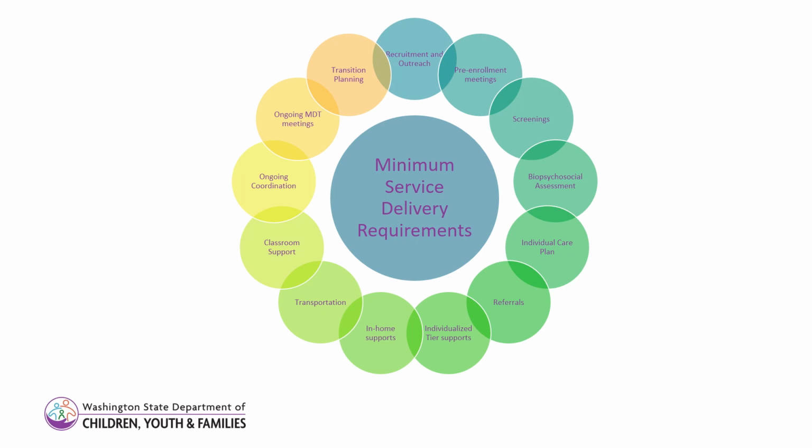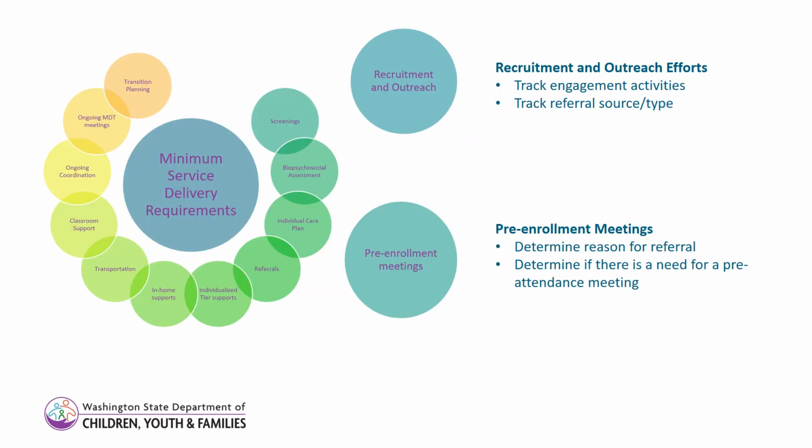Recruitment and outreach, pre-enrollment meetings, screenings, biopsychosocial assessment, individual care plan, referrals, individualized tier supports, in-home supports, transportation, classroom support, ongoing coordination, ongoing MDT meetings, and transition planning. We're going to start at the top of the graphic with recruitment and outreach and pre-enrollment meetings.